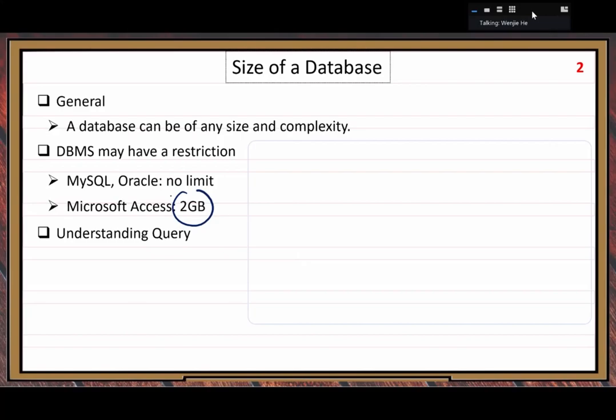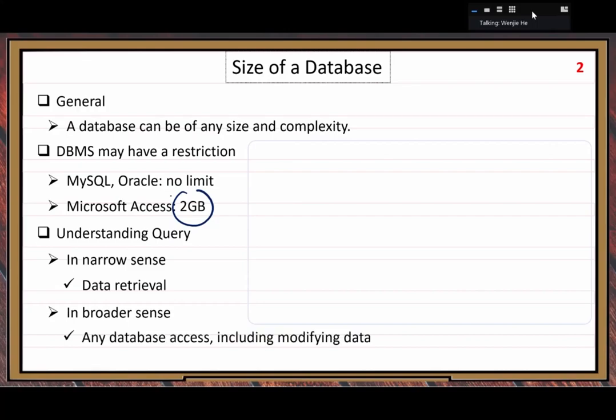Understanding query. This word query, we use it in many different places. Sometimes the meaning could be different. In the narrow sense, we mean data retrieval. That's the query, where we retrieve data. But sometimes we use it in a broader sense, that's any database accesses, including modifying data. So we can call all of them query operations. Based on the context, you can understand the exact meaning of this word.